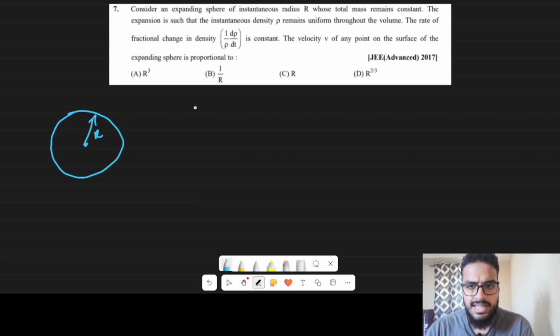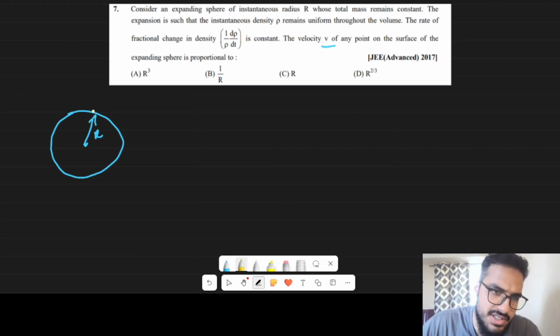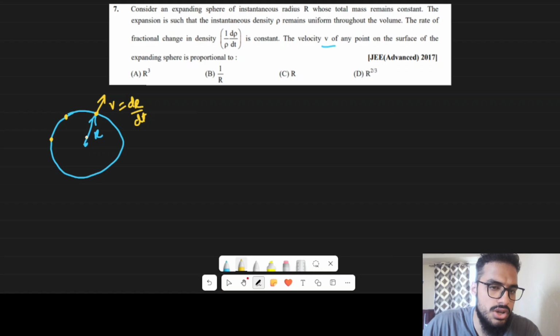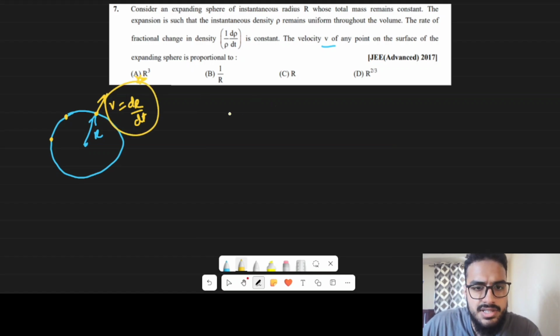The velocity v at any point of the surface of the expanding sphere is proportional to what? What is the velocity v? You will say, sir, that the velocity v at any point of this sphere is dr by dt, basically the change of the radius with respect to time. That is the velocity, fine. And what is density? We know that is mass, which is constant, divided by volume. What is volume? 4 by 3 pi r cube, fine. And this term is given, that is constant.